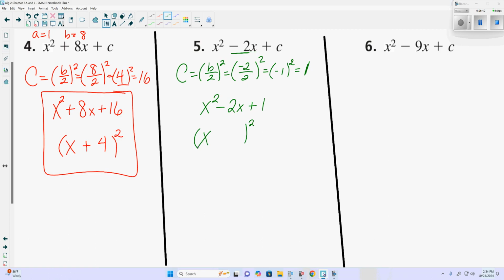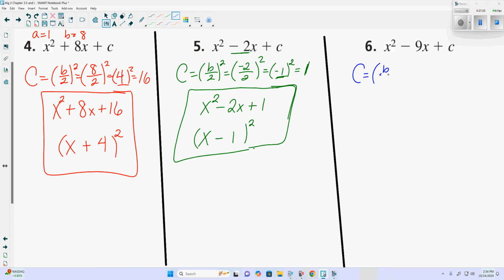Now when we factor our single set of parentheses squared, the number that will go in there with x is our negative 1. The number inside the parentheses before we squared it to find c. Questions on these here? We ready for the last one of this type? All right. Need to find c.